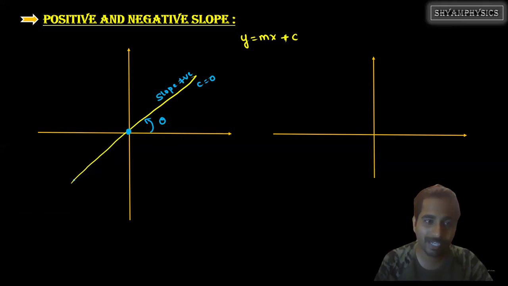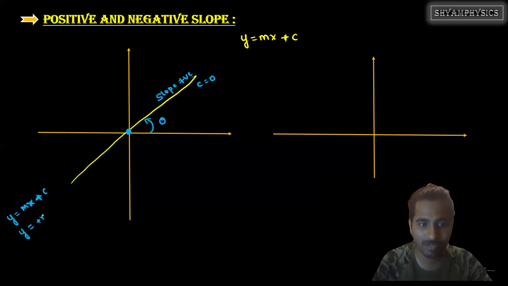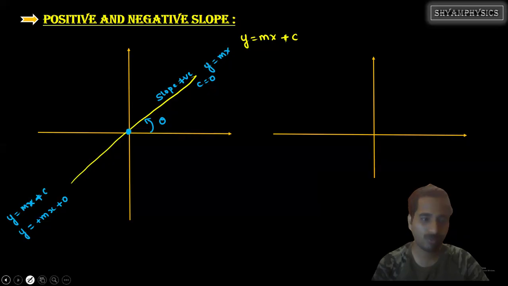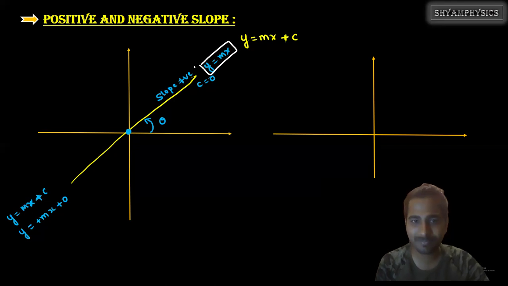Then how to write the straight line equation for this? Basically, the straight line equation is y equals mx plus c. Here m is positive, so we may write y equals plus mx. Intercept is 0, so the answer becomes y equals mx. Means for this line, we can write the straight line equation as y equals mx. Hope you understood what I told.